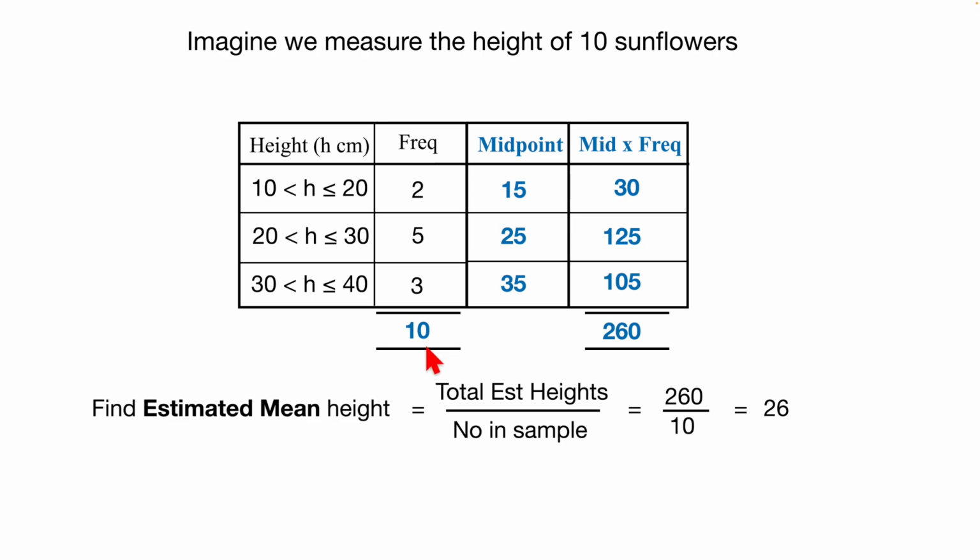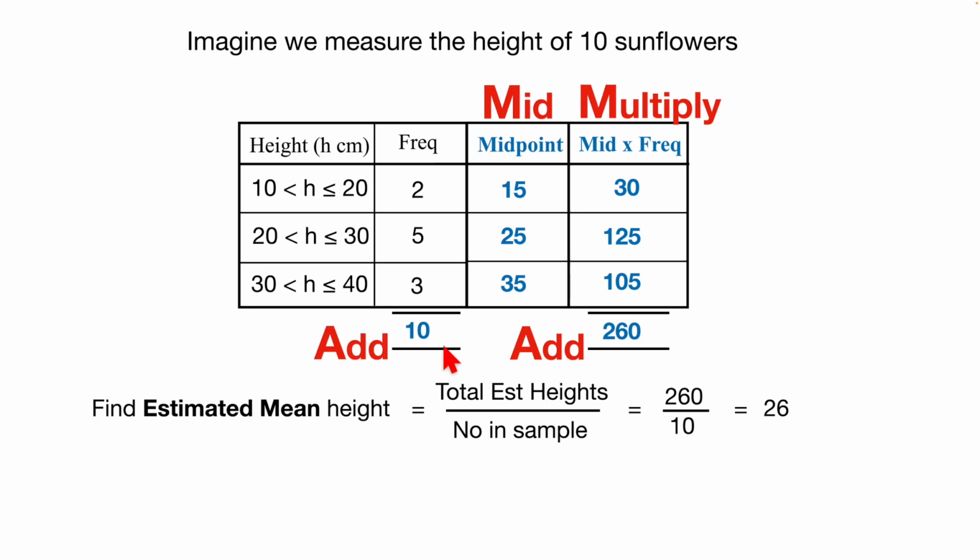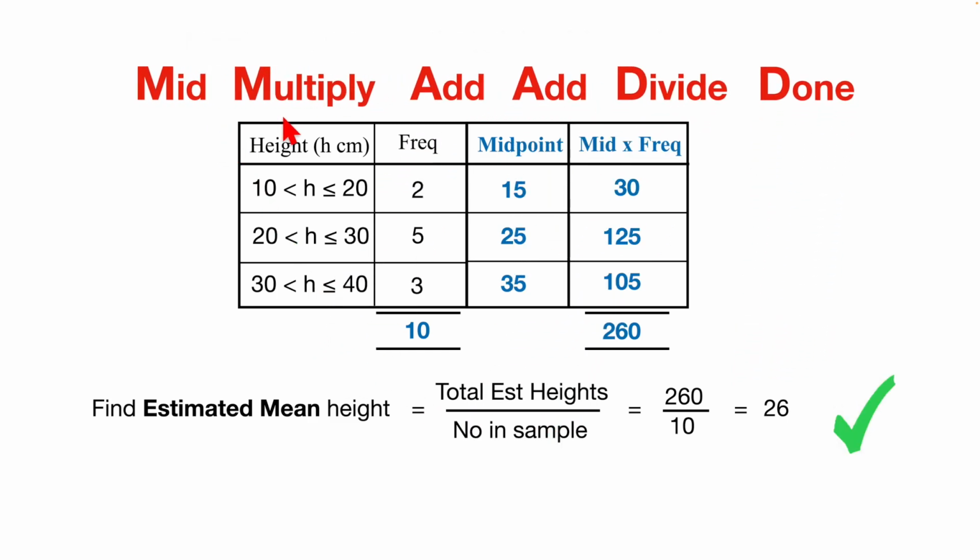So let's see if we can think of a way of remembering this, because it is quite complicated. Firstly, find the midpoints, mid. Then multiply midpoint times frequency. Then you add this column. Then you add this column, if necessary, to find out the total frequency. Then you divide the total estimate for the height by the sample size, and then you're done. How do you remember that? Well, you remember it: mid, multiply, add, divide, done. Or as I like to say, MAD.